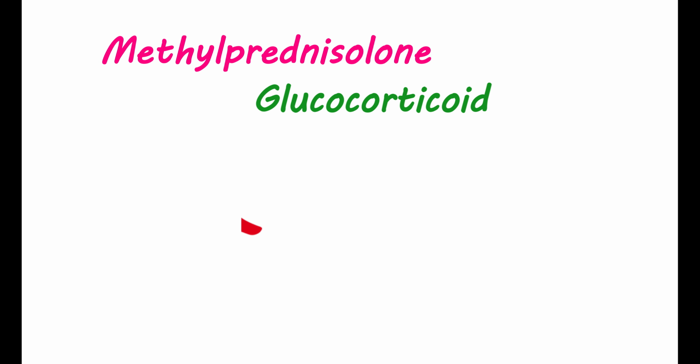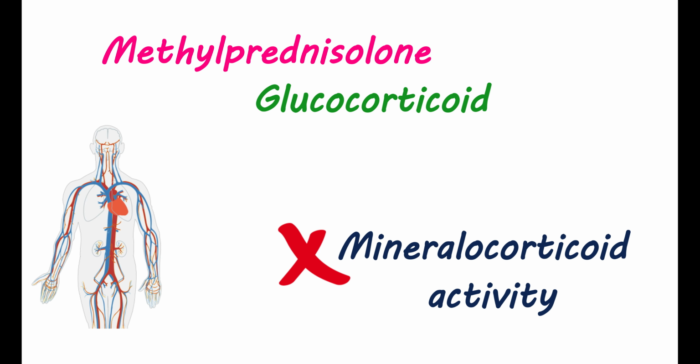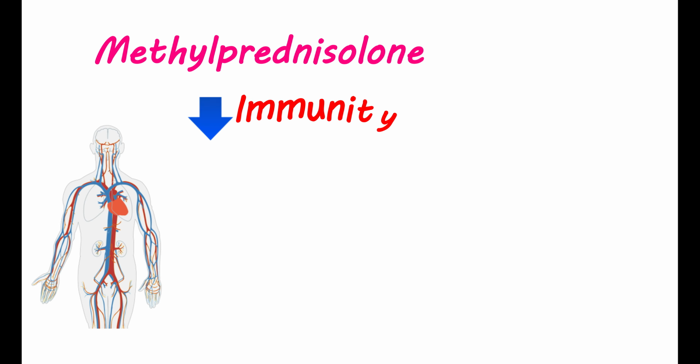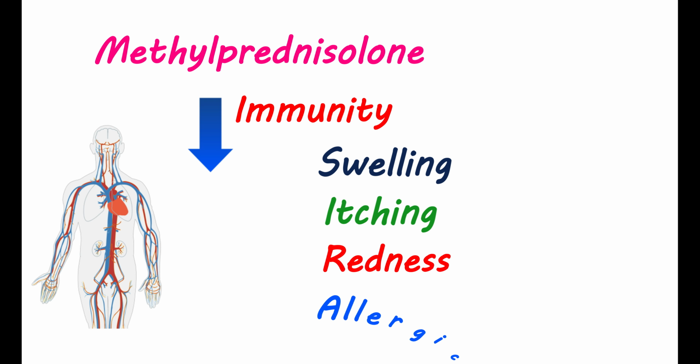Methylprednisolone is a potent glucocorticoid. It has minimal to no mineralocorticoid activity. It can be given to you to reduce inflammation in your body. Methylprednisolone can suppress the immunity, thereby inhibiting symptoms associated with an elevated immune response. It can reduce swelling, itching, redness, and allergic reactions.